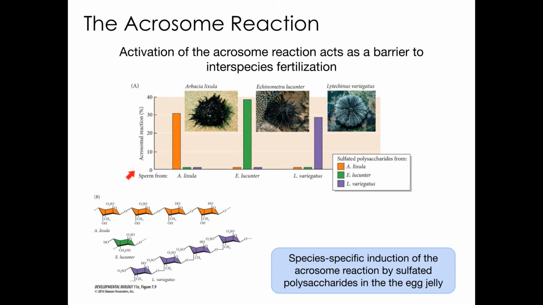So in the y-axis here, we see the percent of sperm that have undergone the acrosomal reaction. And on the x-axis, we see the three different species, A. lixula, E. leucanter, and L. variegatus. What we see is that when the sulfated polysaccharide from A. lixula is added to the sperm from the same species, that triggers the acrosomal reaction in the sperm. But if the sperm from A. lixula is incubated with sulfated polysaccharides from the other species, the E. leucanter or the L. variegatus, we see that those do not trigger the acrosomal reaction. This is important because it helps to prevent interspecies fertilization.